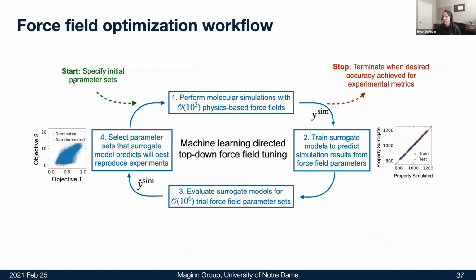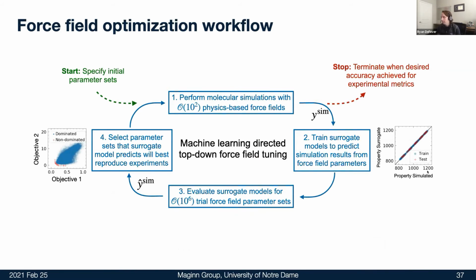So the workflow that we have looks like this. What we do is we start out, we generate some initial force fields that we want to test, some initial parameter sets. We run molecular simulations with those force fields. We calculate the properties we're interested in. We then train a surrogate model to predict the property from the force field parameters.